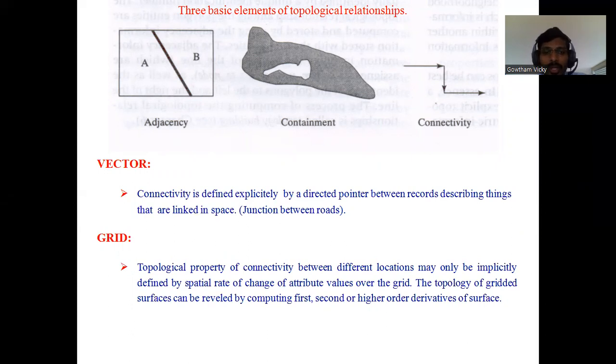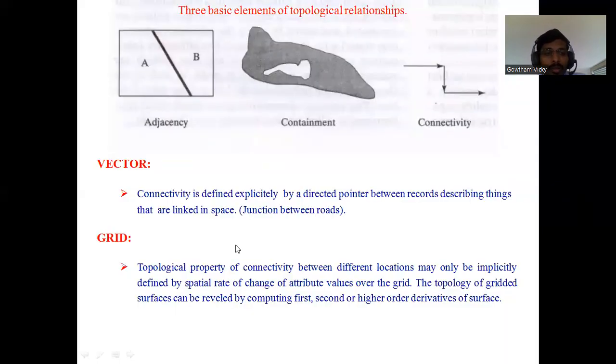The topology of gridded surfaces can be revealed by computing first, second, or higher order derivatives of the surfaces. So these are the major working principles. In this regard, we have the vector sections and the grid sections. Vector sections have connectivity defined explicitly, as we already discussed, between the junctions and roads.